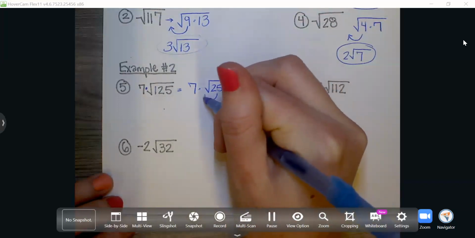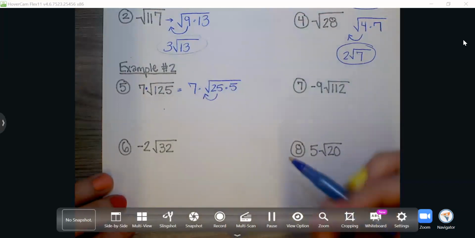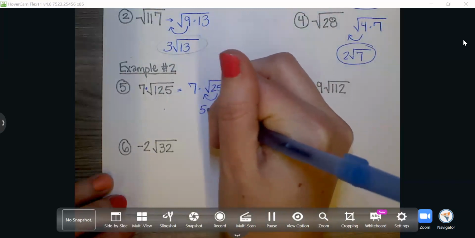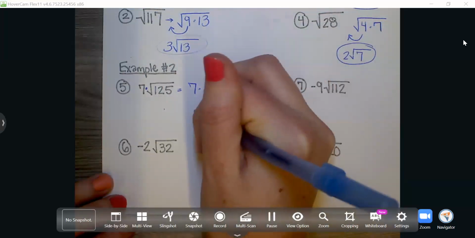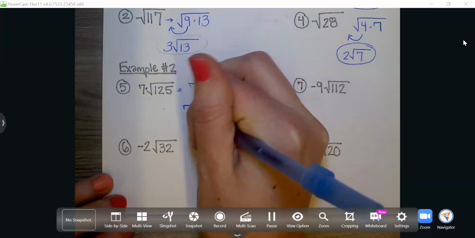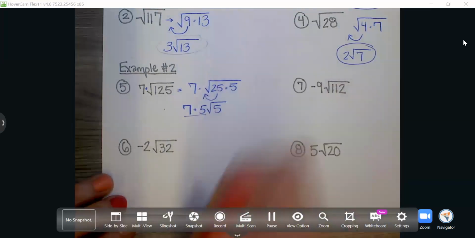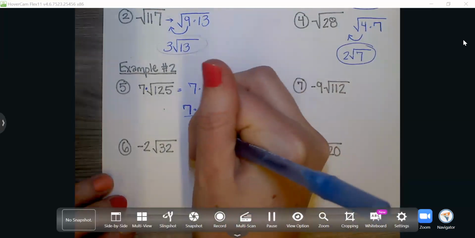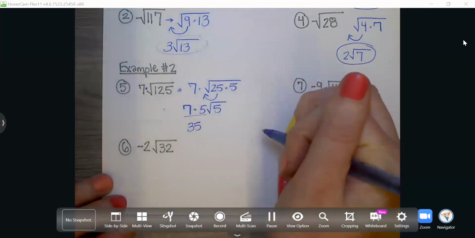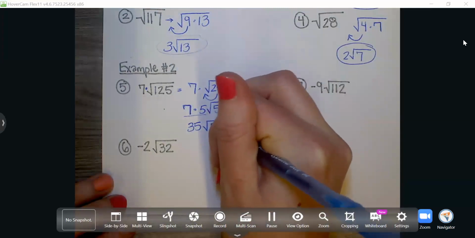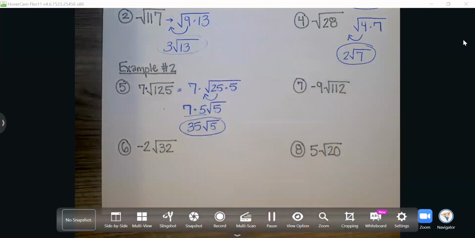This square root of 25 is going to come out in front. And so I get 5 root 5 there, but it is going to be multiplied times this 7. So now I have 7 times 5. These two numbers outside my square root symbol, I'm going to multiply them. 7 times 5 is 35. I still have this square root of 5 that's going to hang on in my final answer.